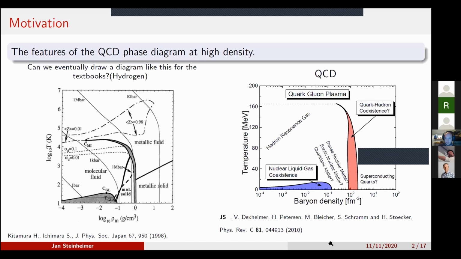This is actually from work which probably Veronica will talk about next. So this is not the model I'm going to talk about, but this is Veronica's result. Here you see, for example, a liquid gas coexistence region, and then maybe a hadron coexistence region, and then all kinds of phases which we don't know. But this is something we hope to achieve. I always like to show things in baryon density, not in chemical potential, because that helps you understand a little better what's going on.